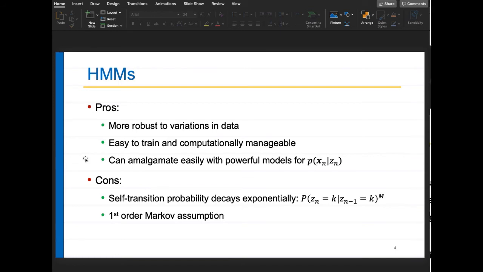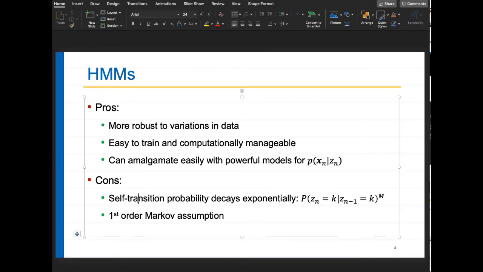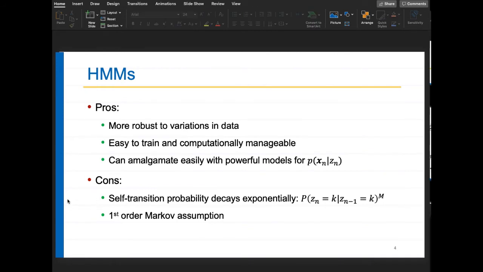Now, the disadvantages of HMM. This is one major disadvantage which scientists want to get rid of, but they have not been able to do it very efficiently as of now. The self-transition probability decays exponentially. If I go from the first state to the first state again and again, the overall probability decays exponentially. It cannot model time durations.